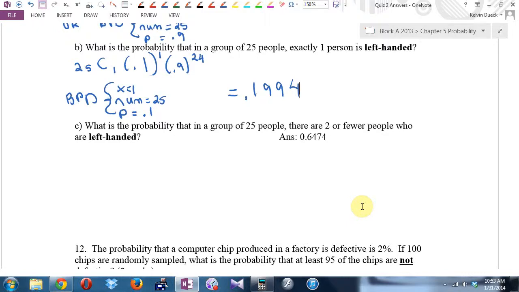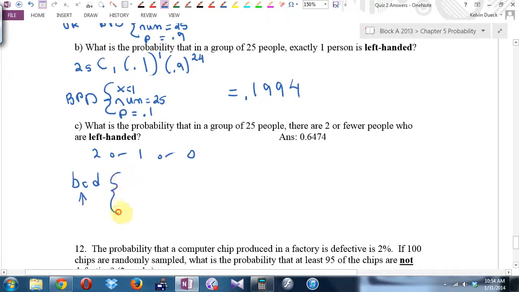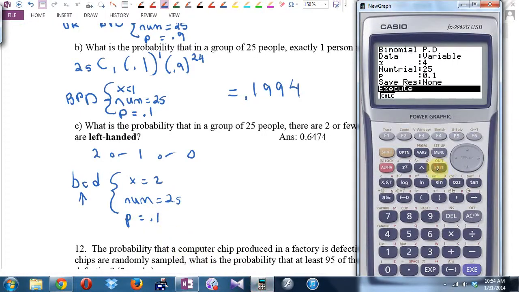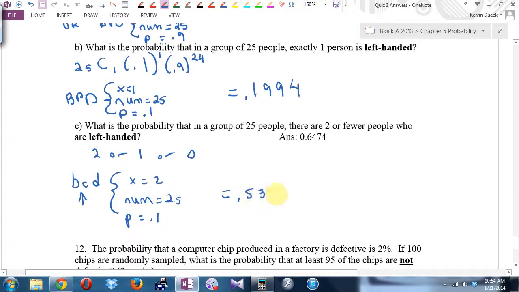Two or fewer means I can use the cumulative distribution function, the binomial CDF. If I then go x equals 2 or fewer, number of trials equals 25, and p equals, we want left-handed, 0.1. If I go distribution and I use the cumulative, 2 or fewer, 25, 0.1. There's a 53.7% chance that in this class there's two or fewer people that are left-handed. Turns out there's four, so we beat the odds.